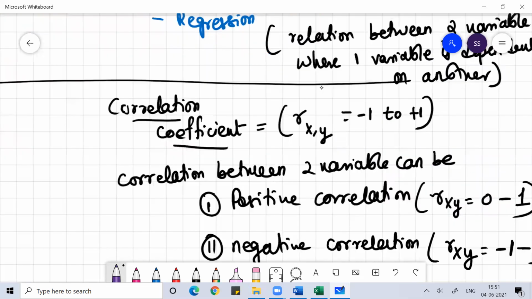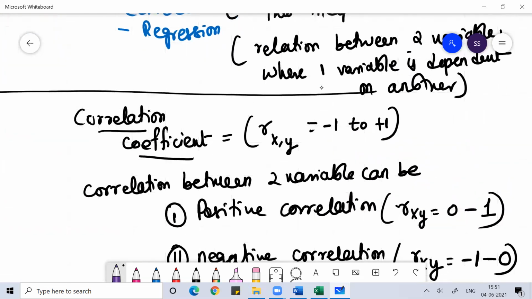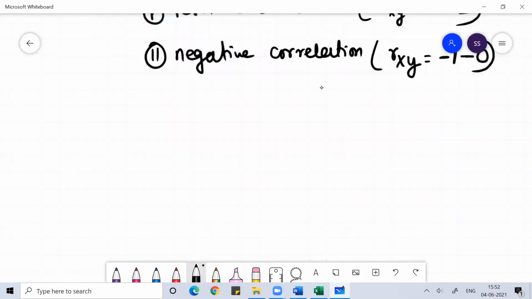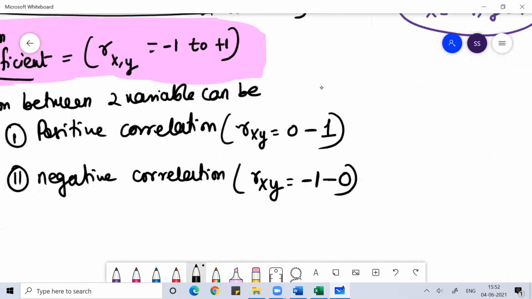So the mathematical parameter which measures the correlation is the correlation coefficient, and it has a value between -1 to +1. When we study the correlation coefficient, it can be positive or it can be negative. What does positive correlation mean? When the two variables go up at the same time, and go down at the same time, there's a positive correlation.